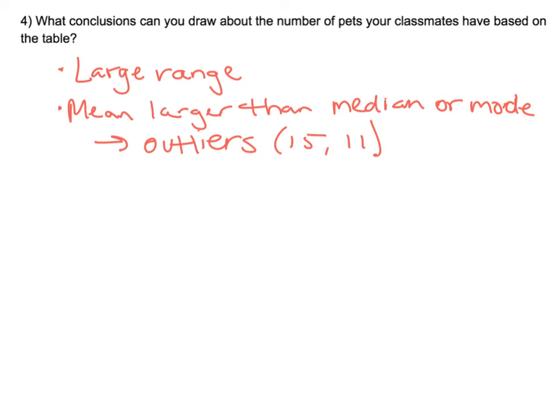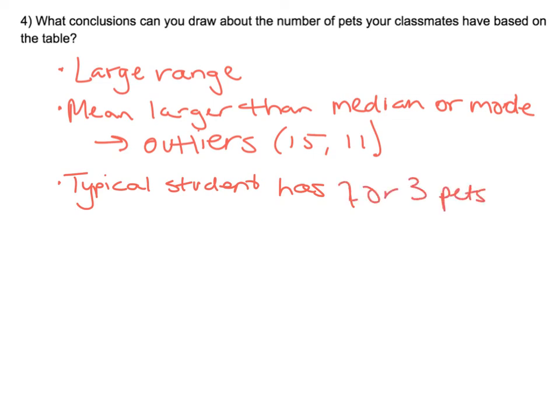The other thing we might sort of conclude with is that the typical student has about 2 or 3 pets in this class, okay? And we see that, we can anticipate that based on the measures of center. And that was the mean, the median, and the mode.